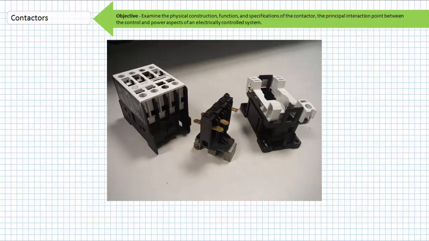I like this picture because it really highlights how the low voltage control signal supplied to the coil is electrically isolated from the power contacts. The coil just pulls the armature into it and the contact carrier comes along for the ride.